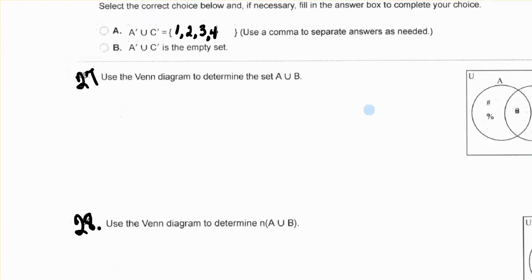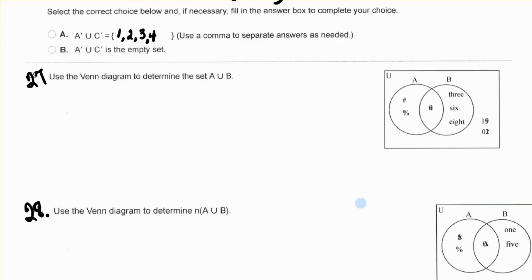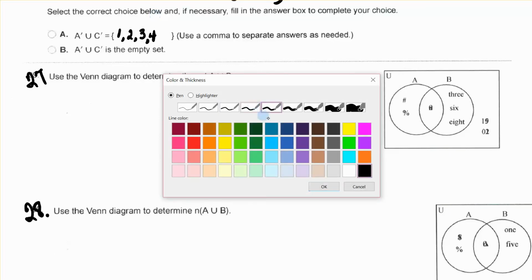All right, the next one, I've got a drawing with those rather confusing looking numbers, and in this case, it's also some characters. So let me try to get a thinner pen.